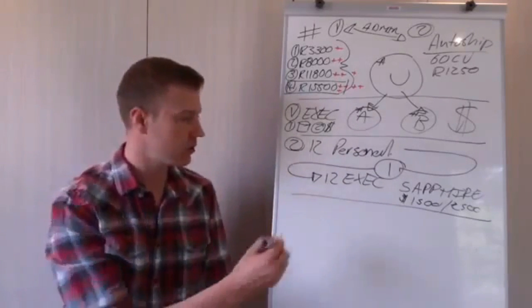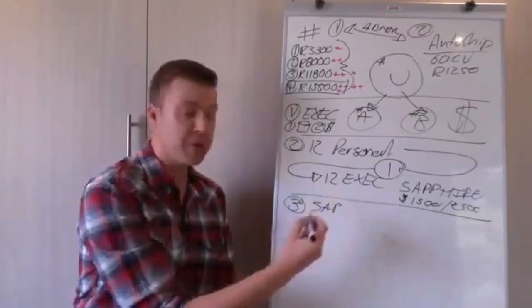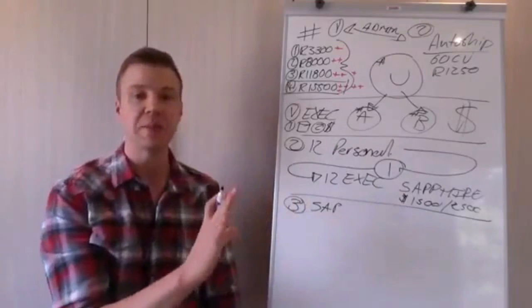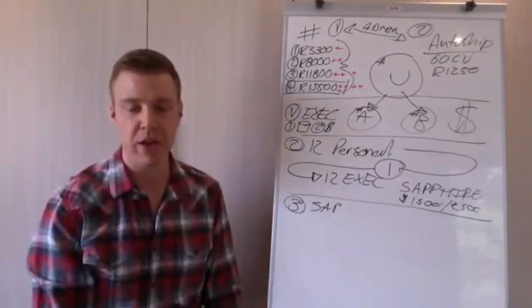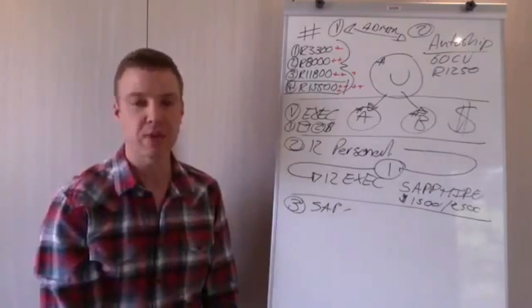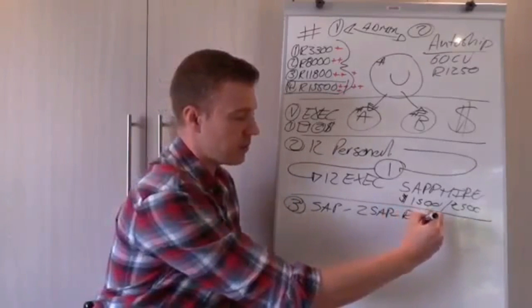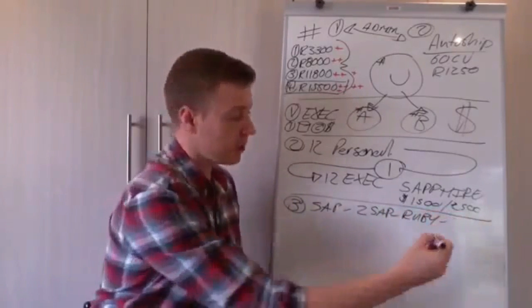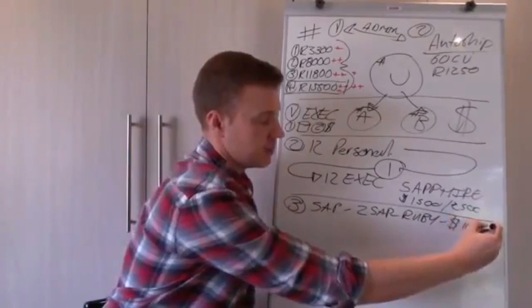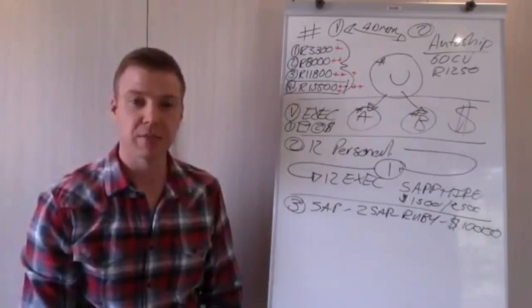Now in that, what we're going to do is step number 3. We need to keep you as a Sapphire, which means you need to keep 12 executives qualified in a year. But what we're going to do is we're now going to start to duplicate Sapphires in your business. So we're going to duplicate 2 Sapphires, and what that makes you is a Ruby. And the average income for a Ruby is around $10,000 a month.